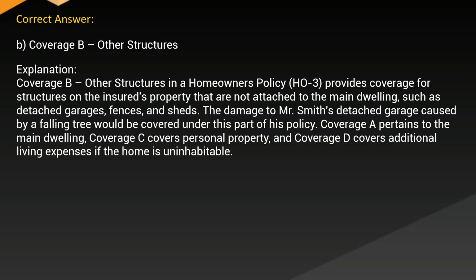Correct answer: B. Coverage B, Other structures. Explanation: Coverage B, Other structures in a homeowner's policy, Hoffrey provides coverage for structures on the insured's property that are not attached to the main dwelling, such as detached garages, fences, and sheds. The damage to Mr. Smith's detached garage caused by a falling tree would be covered under this part of his policy. Coverage A pertains to the main dwelling. Coverage C covers personal property, and Coverage D covers additional living expenses if the home is uninhabitable.